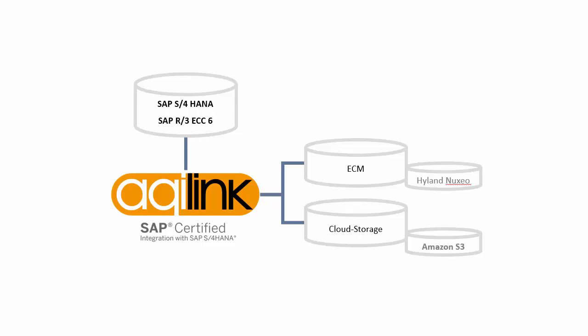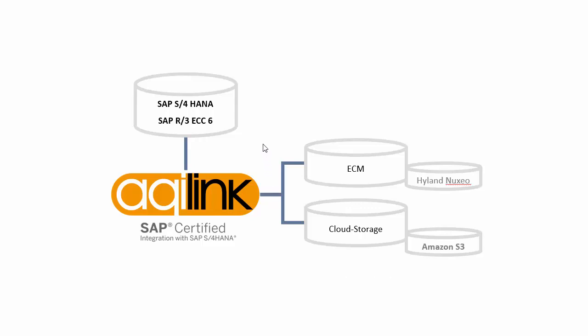Let me introduce how we integrate cloud storage like Amazon S3 with SAP S/4HANA systems or R/3 ECC 6 systems via our product Aquilink. Our product is certified by SAP for this type of integration, and as you see, we handle ECM systems as well as cloud storage, and I have some examples of how we do that.